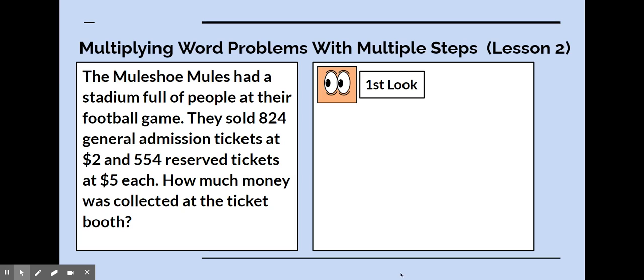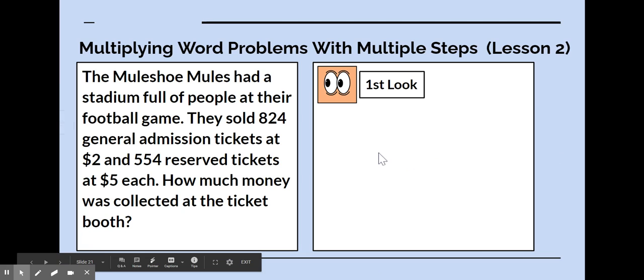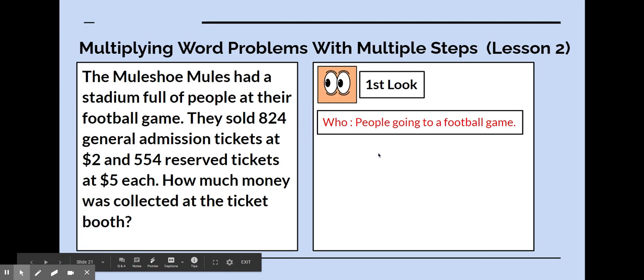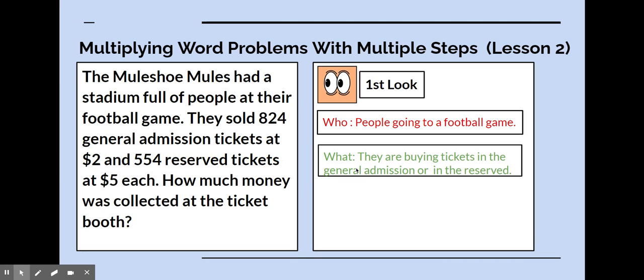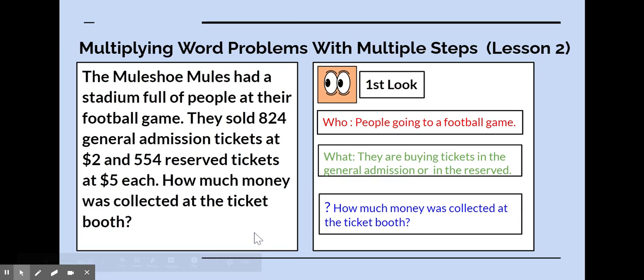So in our first look, we need to notice. What do we need to notice? Who is our story about? Well, our story is about people who are going to a football game. What are these people doing? They are buying tickets in the general admission or in the reserved seating. What is the question? How much money was collected at the ticket booth?